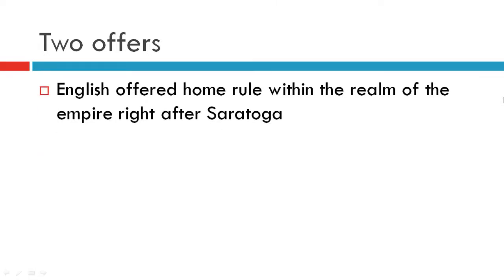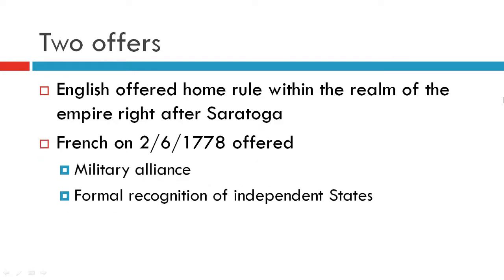There are going to be two offers on the table. First of all, the English offered home rule within the realm of the empire after their loss at Saratoga, and the French, just after this, will actually offer a military alliance, and they will formally recognize the independent states. And of course, that's the route that the colonists take.